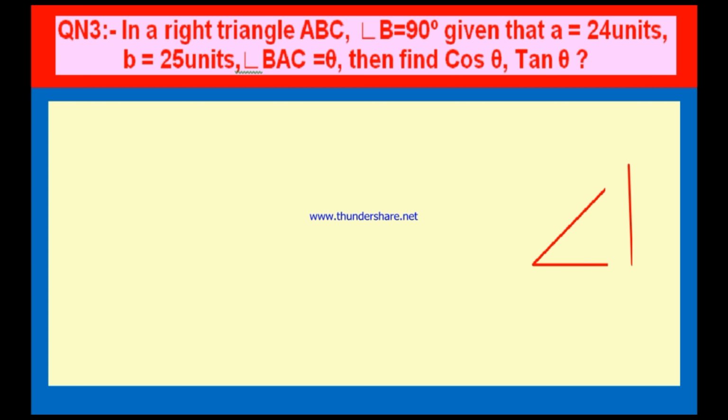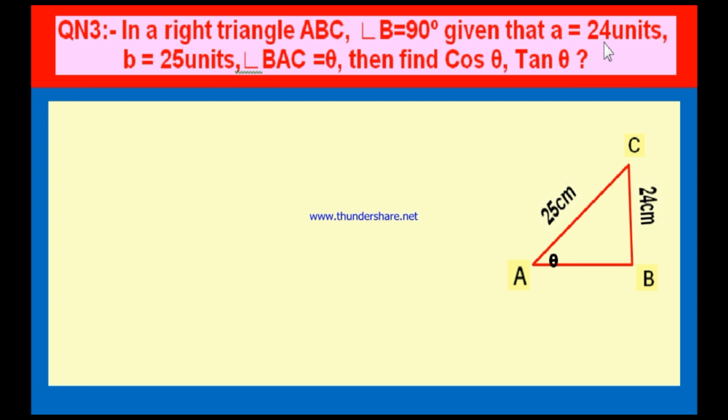Again, let us draw a rough diagram so that the solution will become easy. Now look at this triangle. In this triangle, which angle looks like 90 degrees? This angle looks like 90 degrees. In the question it is given that angle B is equal to 90 degrees. Therefore, this vertex should be B. Now you see, this is A, this is vertex B, and this is vertex C. It is also given that angle BAC is equal to theta. Therefore, this angle is theta. This angle BAC is equal to theta.